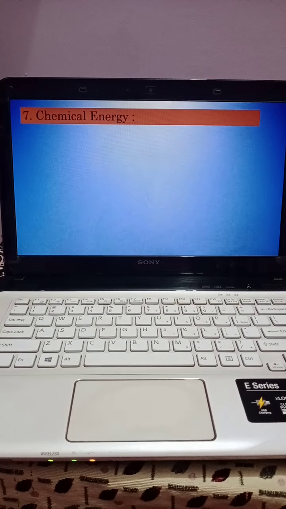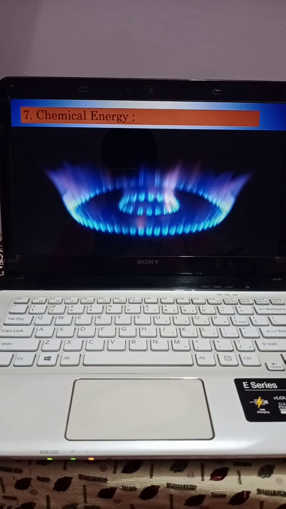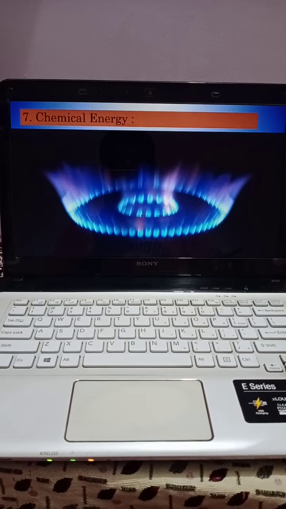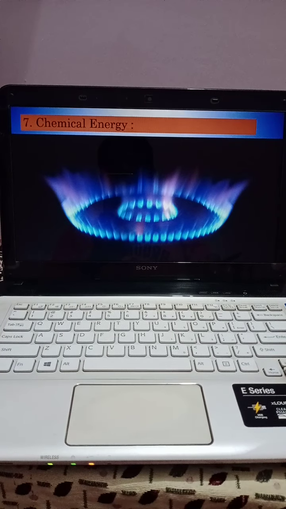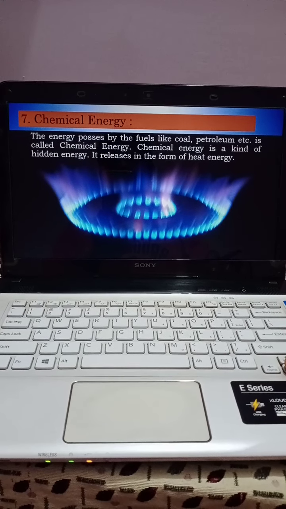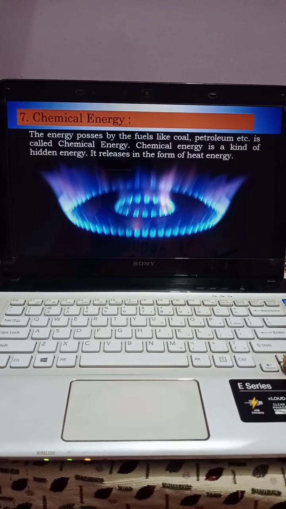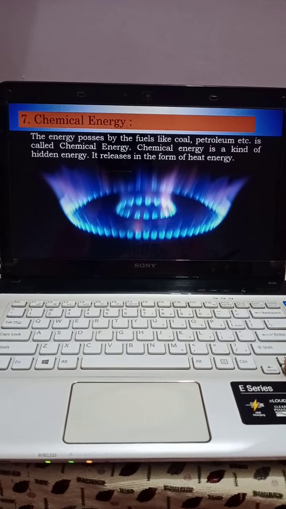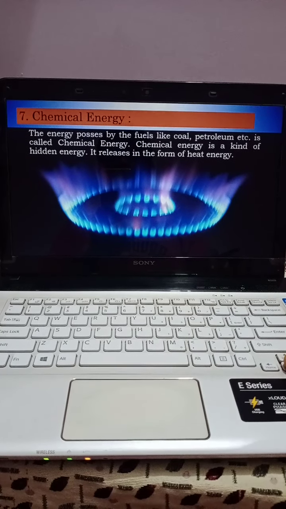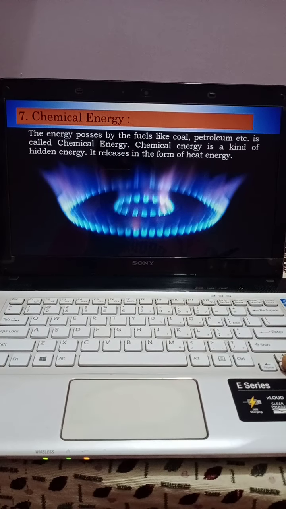Next example we are going to see is a type of energy, chemical energy. Here this diagram is given about the gas burner which burns LPG gas and energy is produced. So what is chemical energy? The energy possessed by fuels like coal, petroleum, etc. is called chemical energy. Chemical energy is a kind of hidden energy. It is released in the form of heat energy.